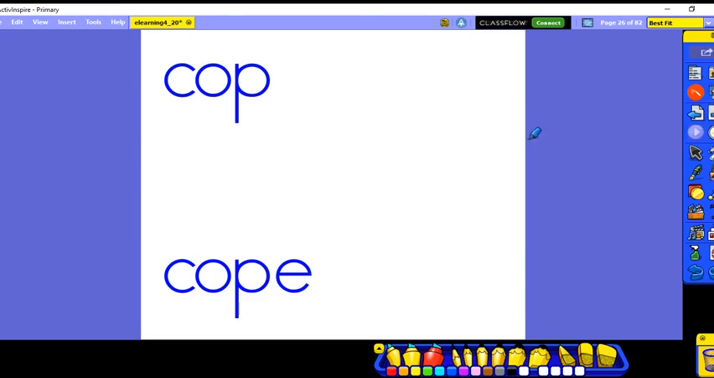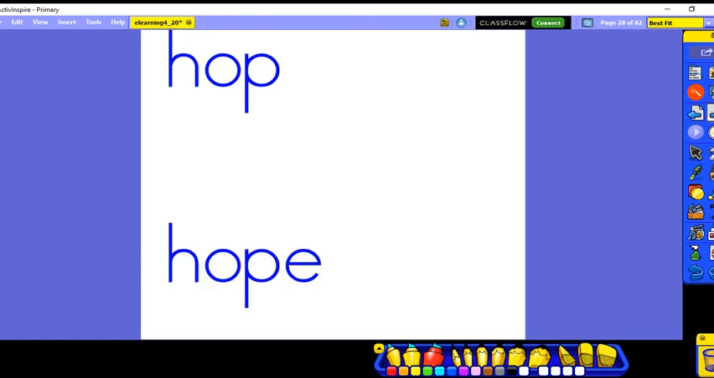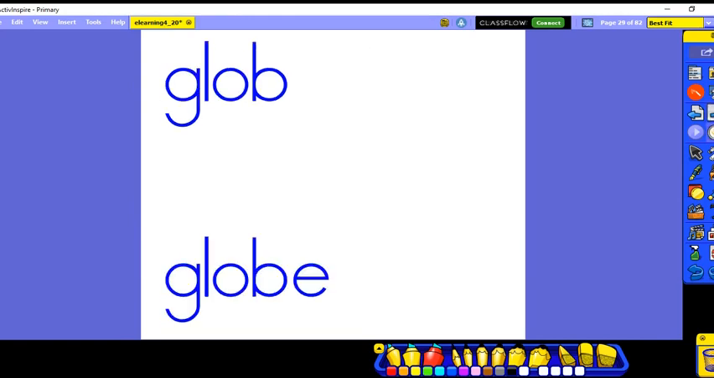Do you hear O in cop or cope? Cope. Do you hear O in dot or dote? Dote. Do you hear O in hop or hope? Hope. Do you hear O in glob or globe? Globe.